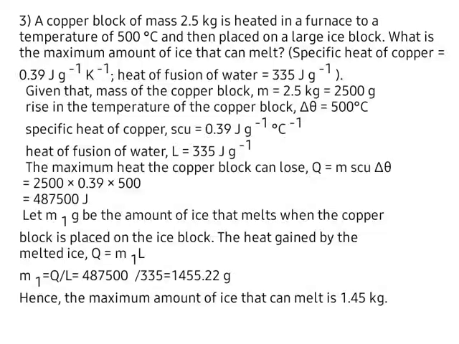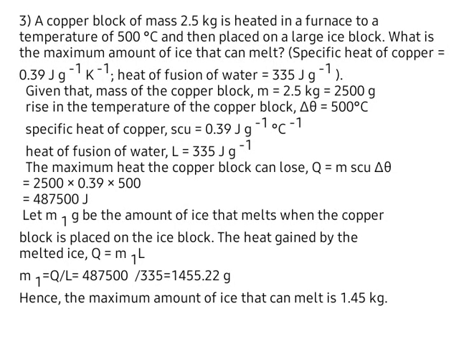And the third question is, a copper block of mass 2.5 kilogram is heated in a furnace to a temperature of 500 degrees Celsius and then placed on a large ice block. What is the maximum amount of ice that can melt? Given specific heat of copper is equal to 0.39 joule per gram per Kelvin and heat of fusion of water is equal to 335 joule per gram.